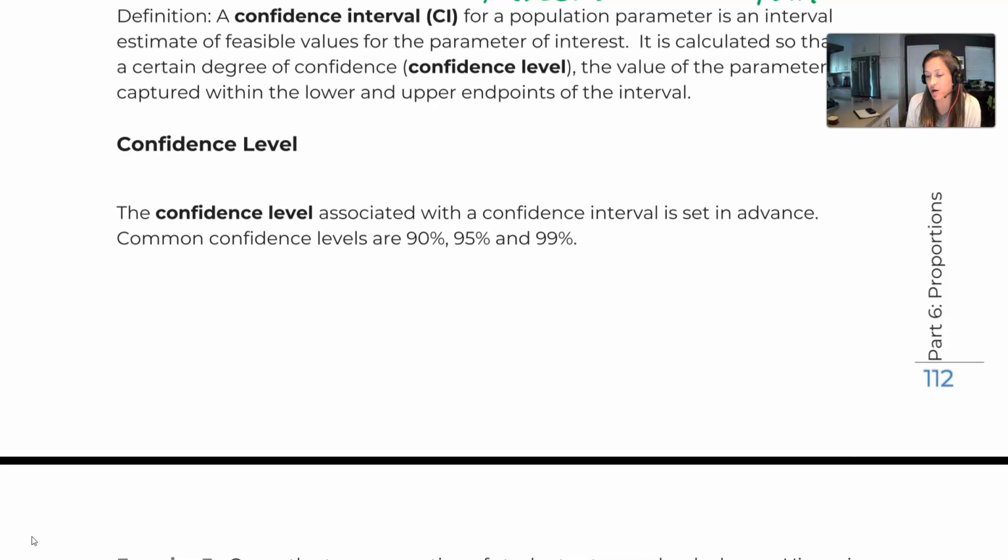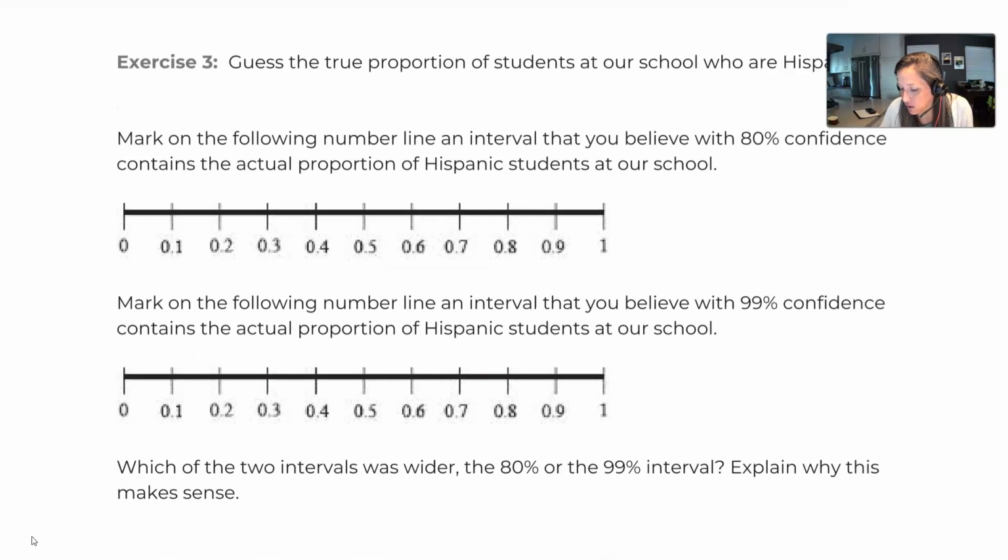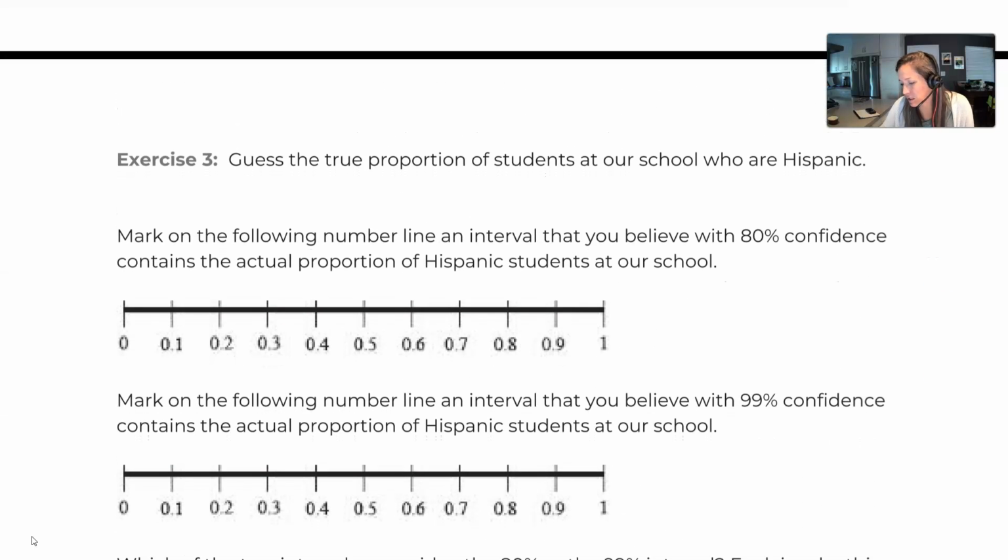The most common are 90, 95, 99. We're also going to see 80, 98. Eventually, you may memorize the different critical values associated with these, and we'll get to what a critical value is in just a second. So here's our second feelings piece.